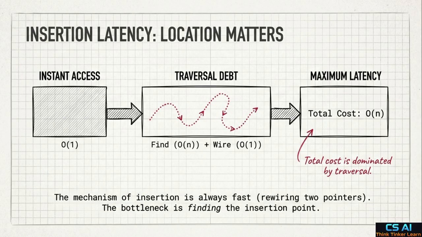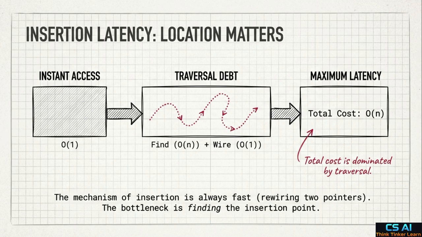Let's analyze insertion latency: location matters. Well, the mechanism of insertion itself, rewiring two pointers, is always fast, or O(1) instant access. The overall cost can vary depending on where you are inserting.